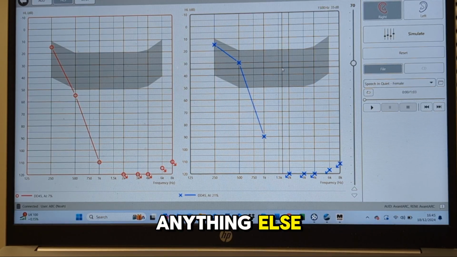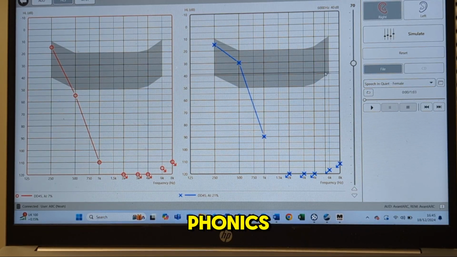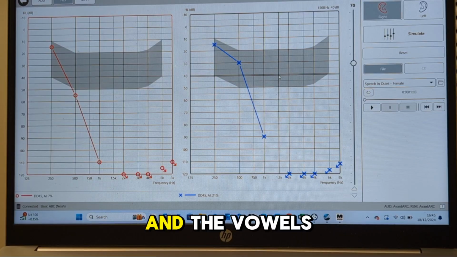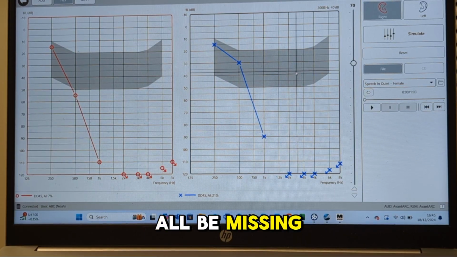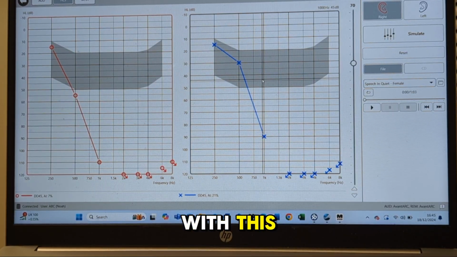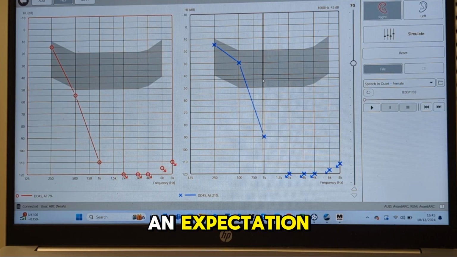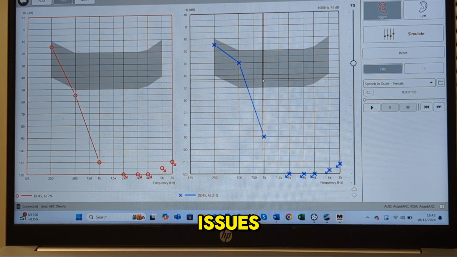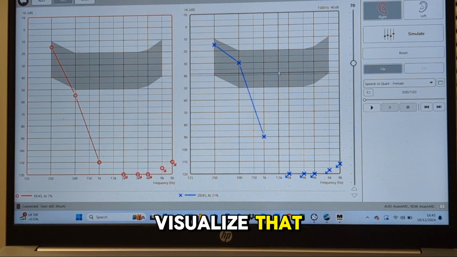But anything else, with most of the other phonics of speech like sh, s, and the vowels and the accents will all be missing. So with this type of hearing loss, there is an expectation that there'll be significant issues with clarity. And we will be able to visualize that as soon as I play this now.